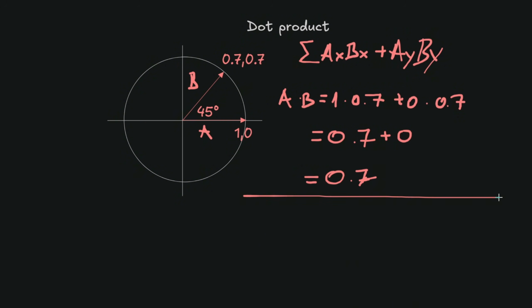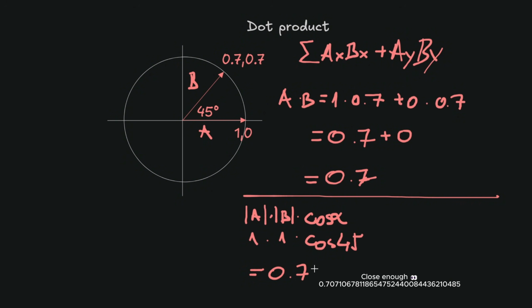And the other way to calculate this is using the magnitudes of the vectors. Since these are unit vectors, they have a magnitude of 1. So if I write magnitude A times magnitude B times cosine of alpha, let's say that's the angle here, and these are unit vectors, that's just 1 times 1 times cosine of 45 degrees, which leaves us with 0.7 or something like that, close to the number.